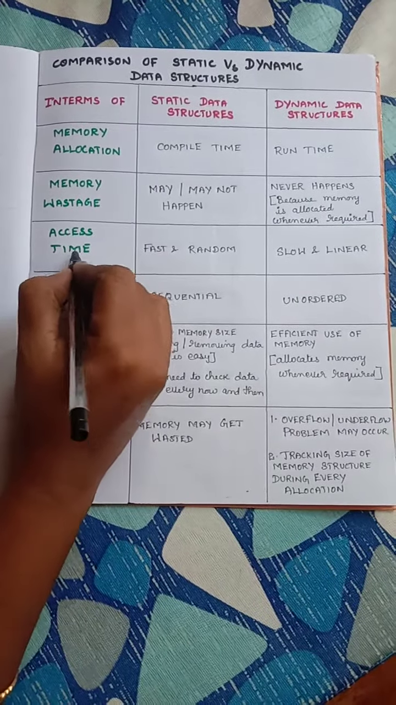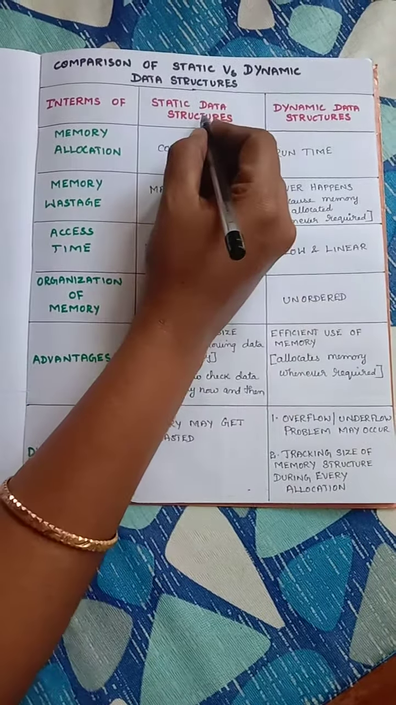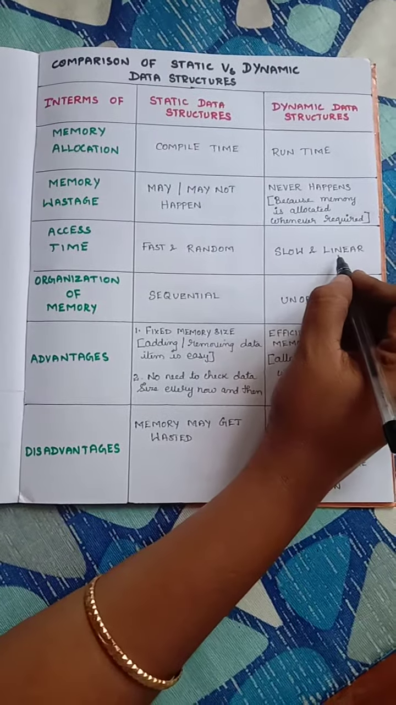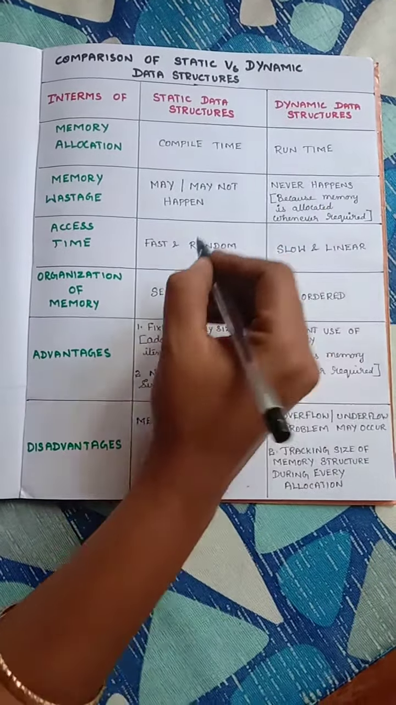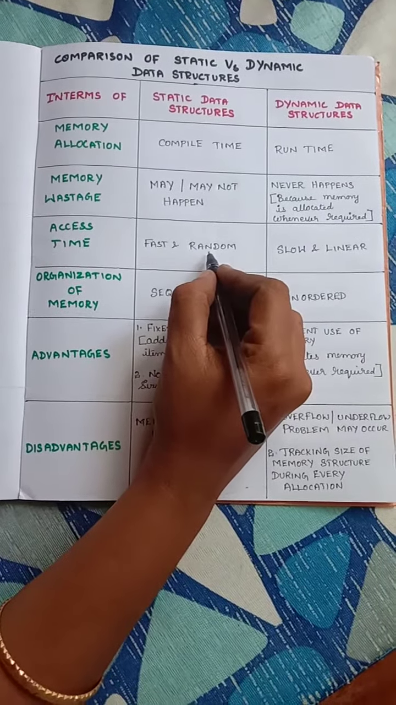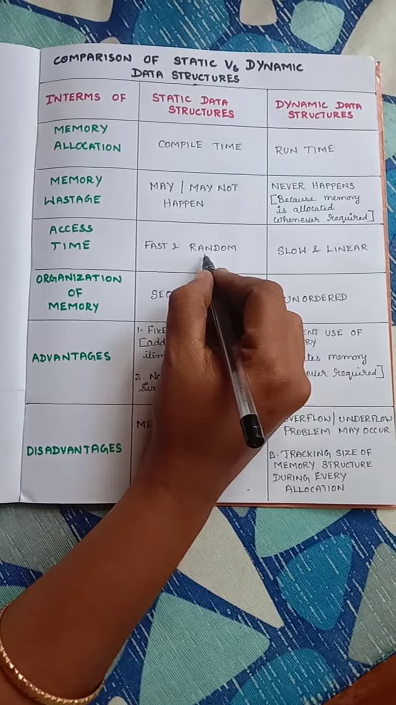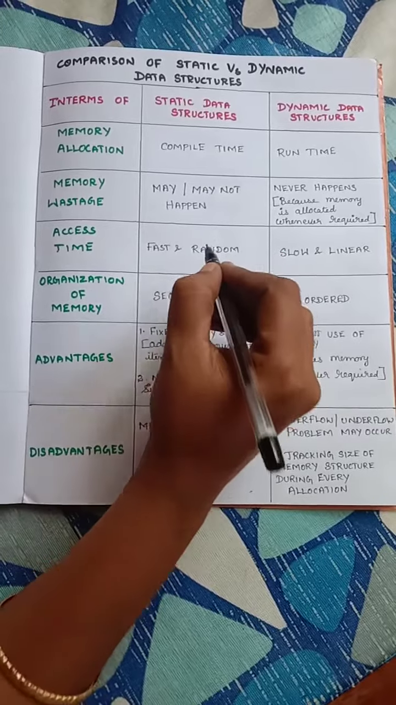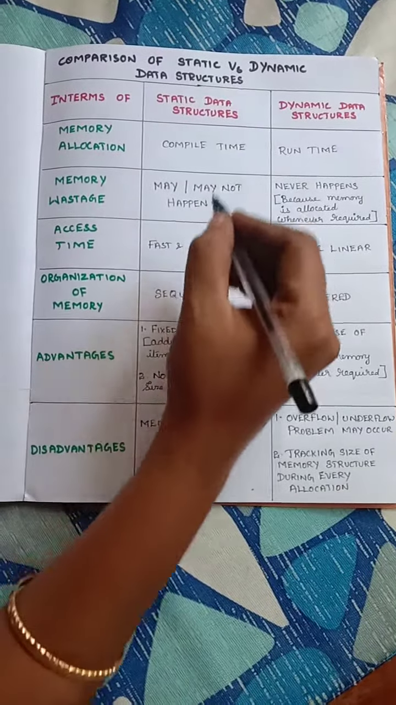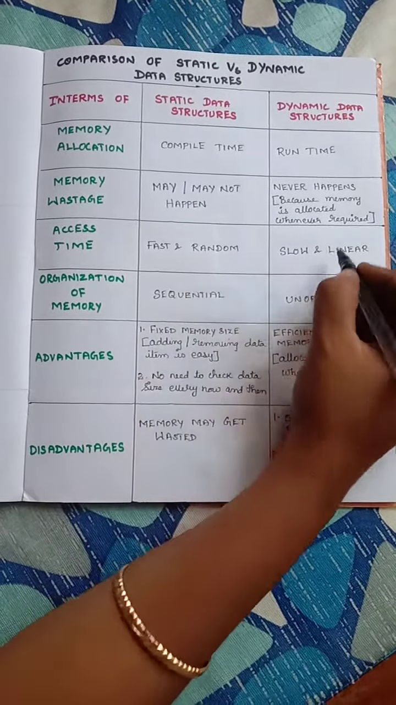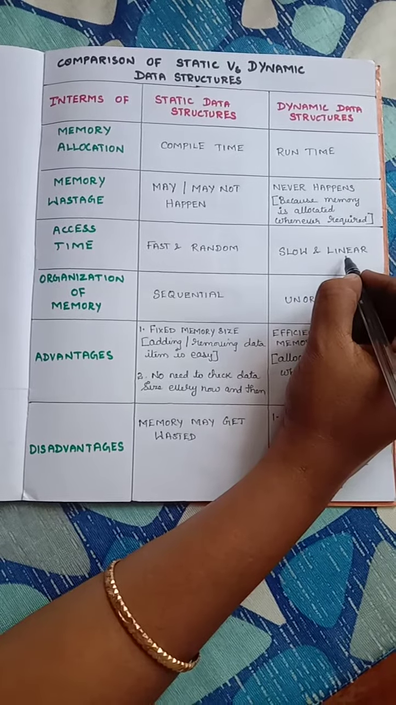Access time. Access time is very fast and random for static data structure, but it is slow and linear for dynamic data structure. Why? Because the memory allocation happens during the compile time, random access can be allowed in arrays and the like. That is why the static data structure is random access, but the dynamic data structure is linear access.